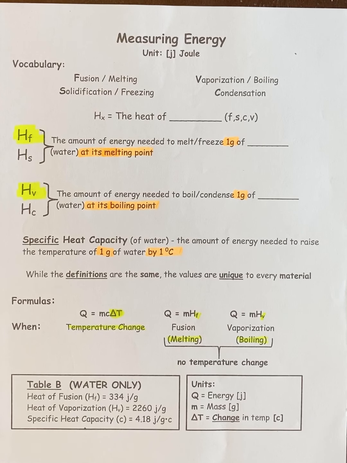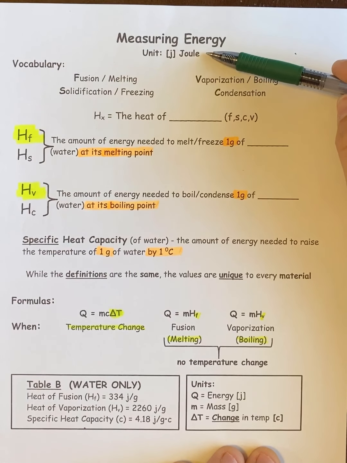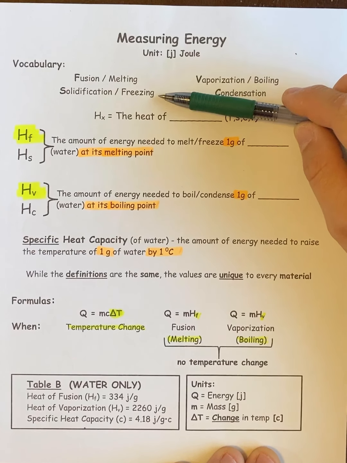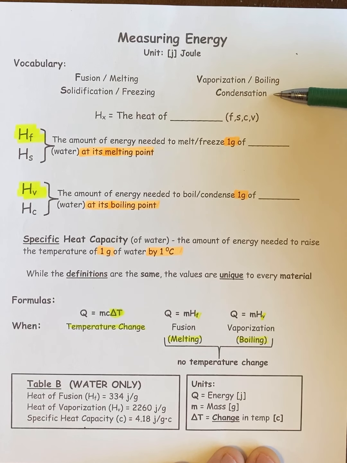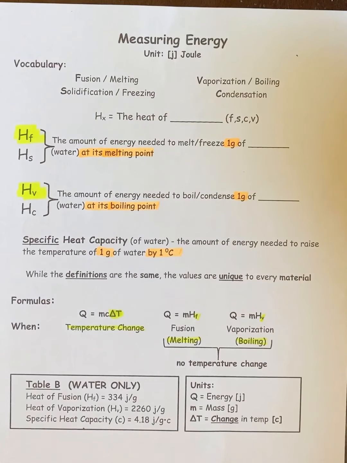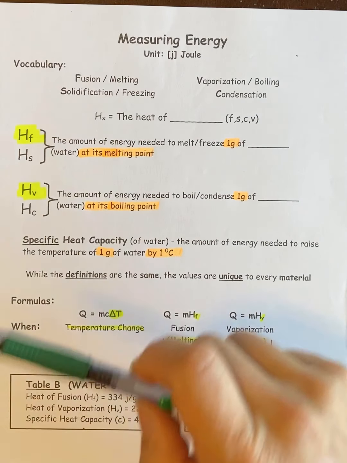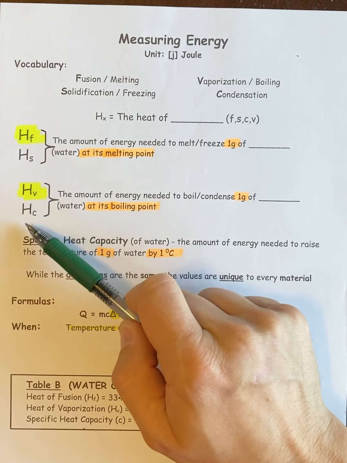In this video, we will be talking about the formulas needed to calculate changes in energy. The units for that are going to be the joule. We have some vocab words: fusion is melting, solidification is freezing, vaporization is boiling, and condensation, we use the scientific word already. So we're going to be talking about the heat of blank a lot. I use the term HX, but in reality it could be HF, HS, HV, and HC.